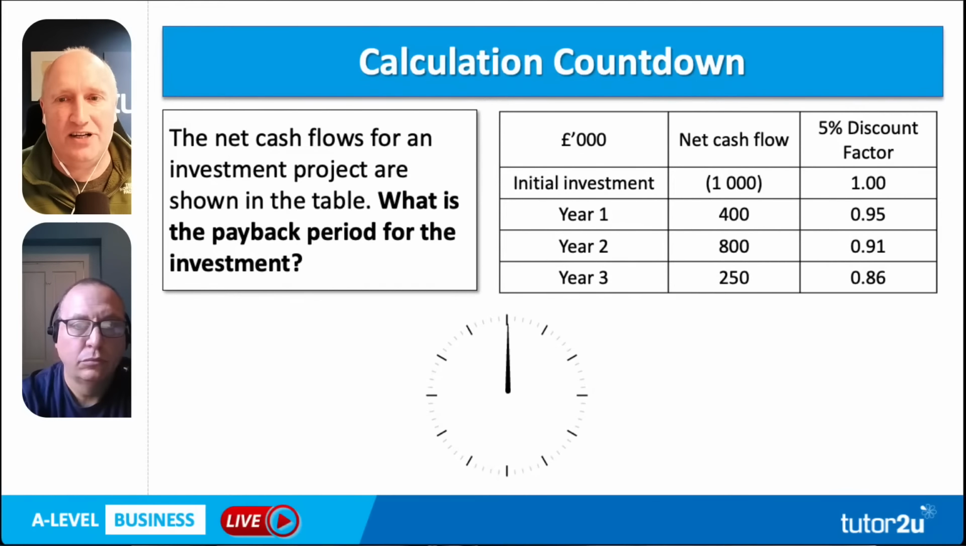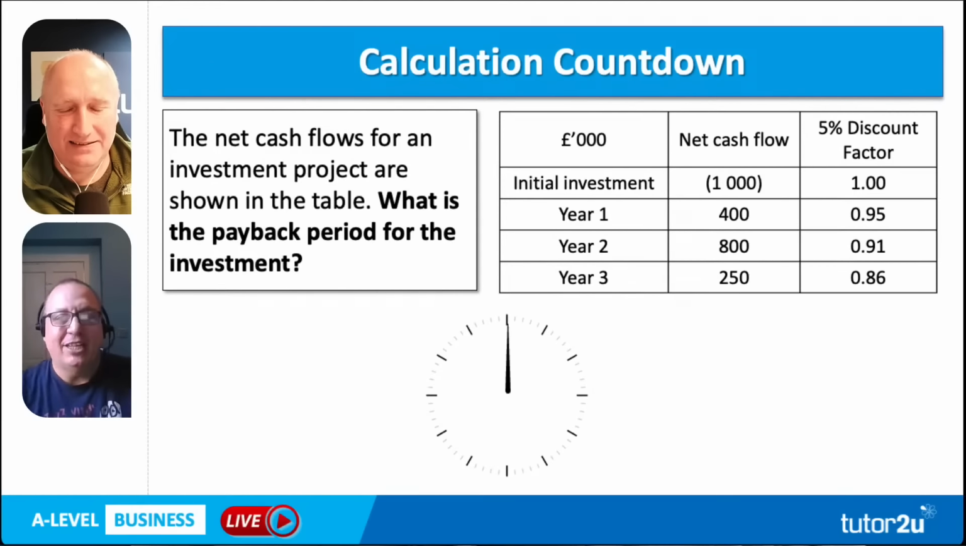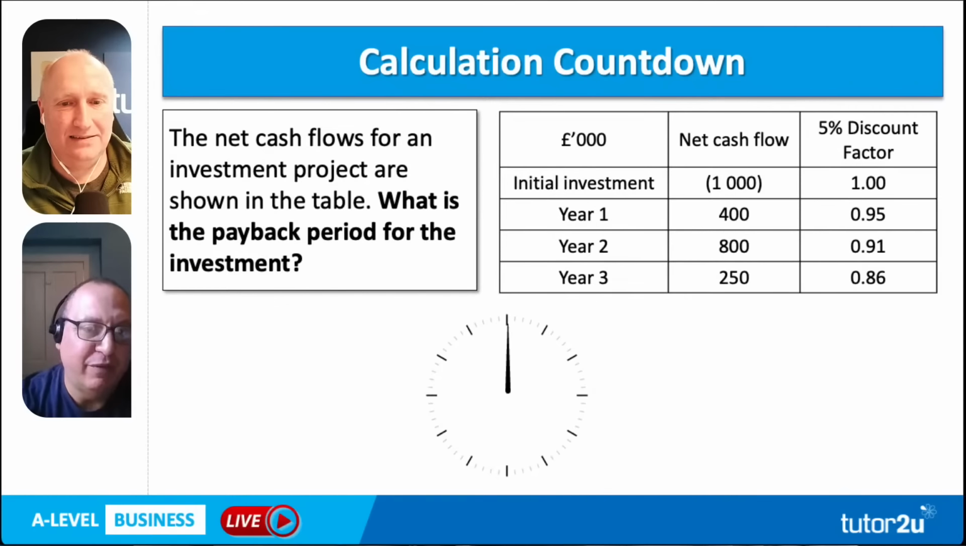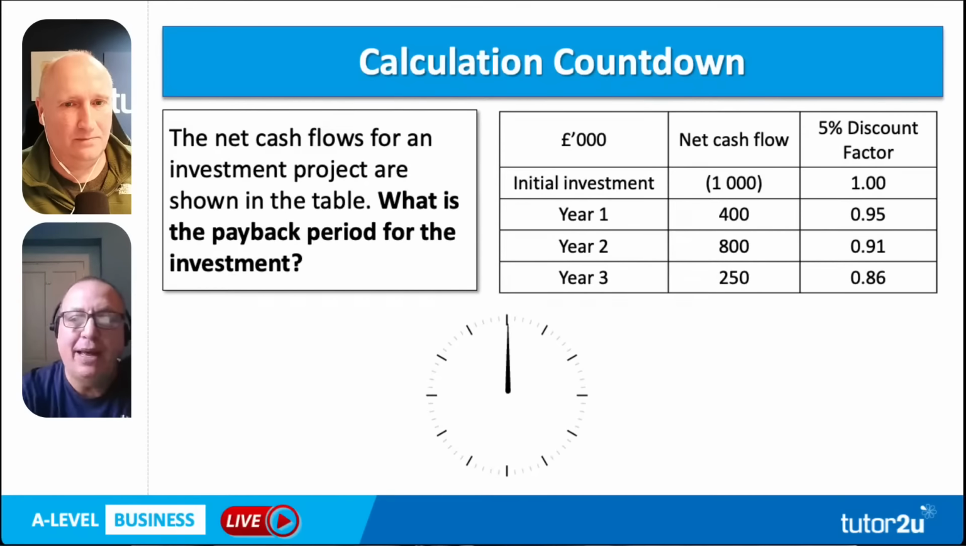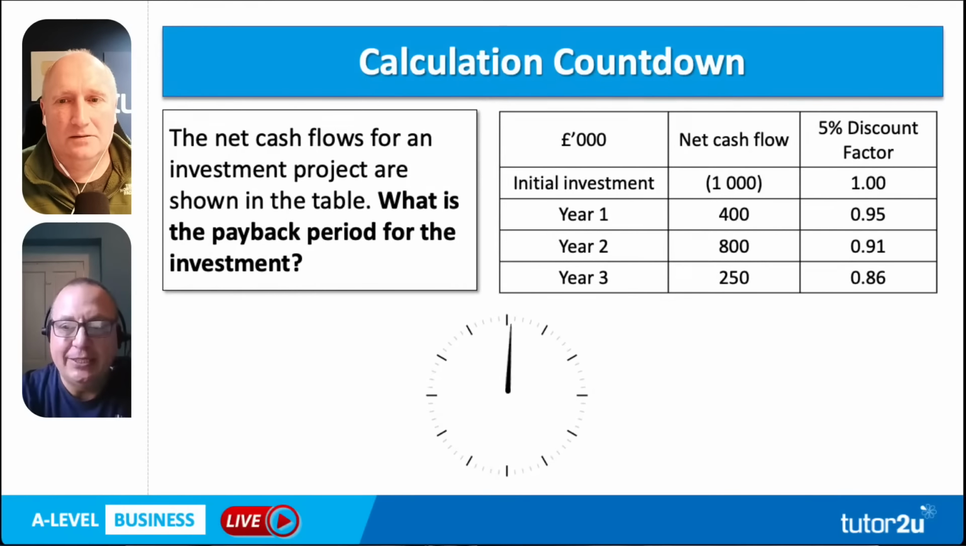So I think we've got a calculation countdown, and they give me 2G to finish off. Do you want to do this one? Yeah, okay then. So we've got a calculation countdown, which is a payback question. So again, we've got the net cash flows. You've got the initial investment there. You've got year 1, year 2, year 3. You've got a discount factor there. So basically, can you work out the payback period based on the information in the table? You have 60 seconds with which to do it.